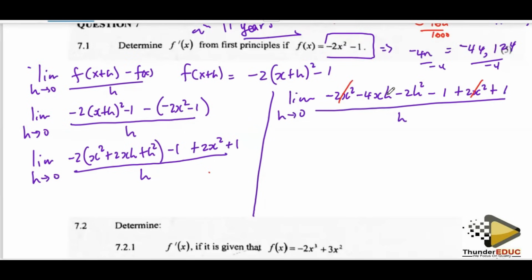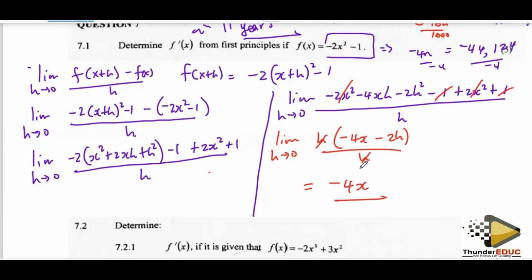They are the same, but the signs are opposite. This is going to cancel that. Then I'm left with negative 4xh minus 2x squared. I can factorize out the h, so that I have negative 4x minus 2h over h. So this cancels that. And then if I replace my h with a 0, I'm going to be left with just negative 4x. So that's how we'll get the 5 marks from first principles.